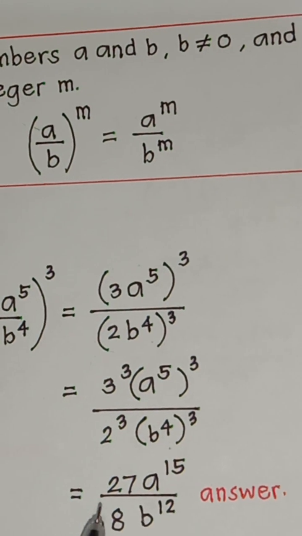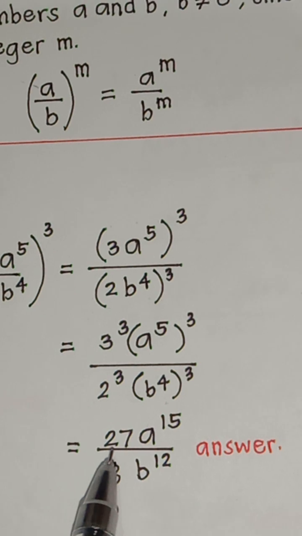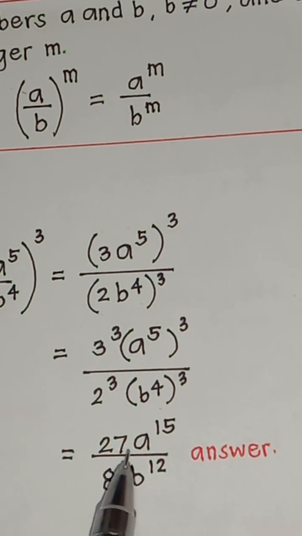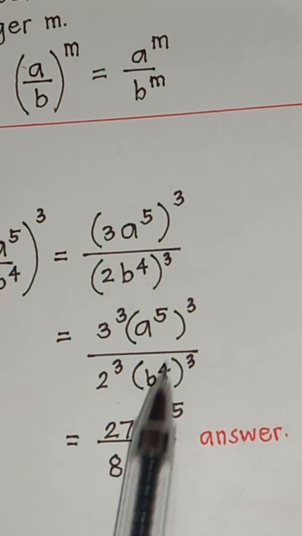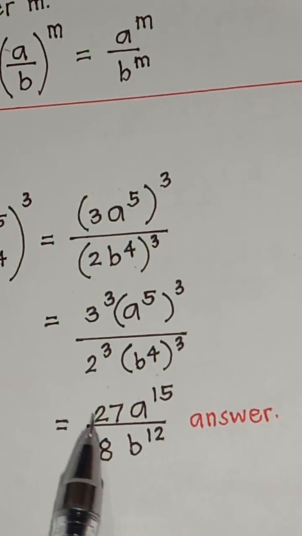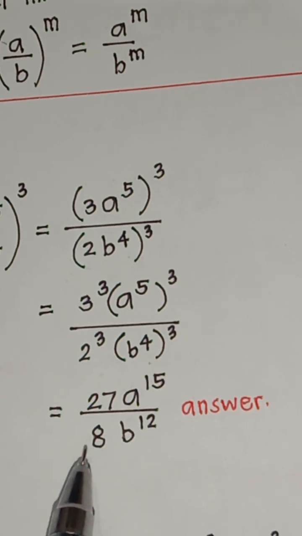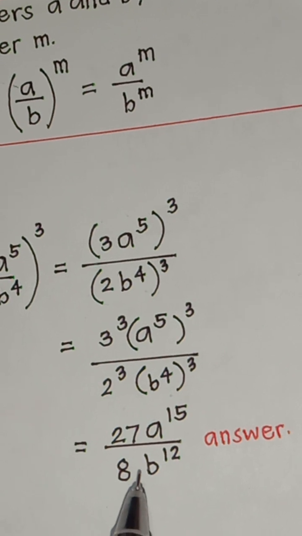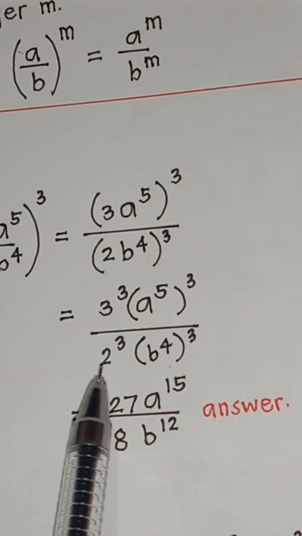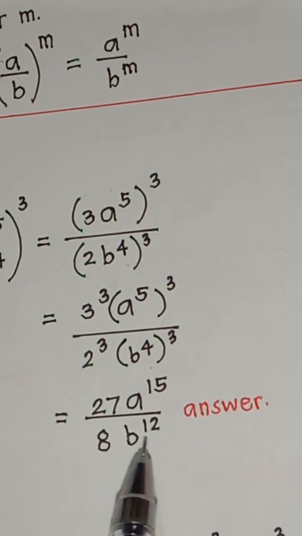So that's equal to 27, because 3 times 3 times 3 is 27, multiplied by a raised to the power of 15, because 5 times 3 is 15, over 8, because 2 times 2 times 2 is 8, and b raised to the power of 12, because 4 times 3 is 12.